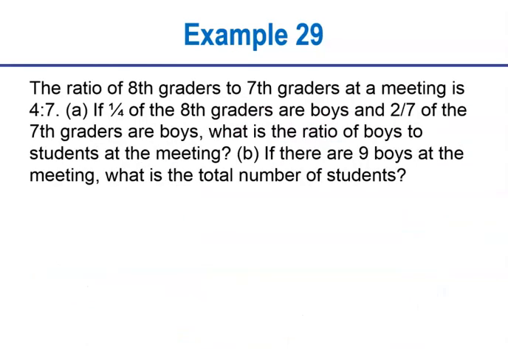Okay, so we have the ratio of 8th graders to 7th graders at a meeting is 4 to 7. Now, for part A, it says 1/4 of the 8th graders were boys and 2/7 of the 7th graders are boys. What is the ratio of boys to students at the meeting? So let's handle that first.